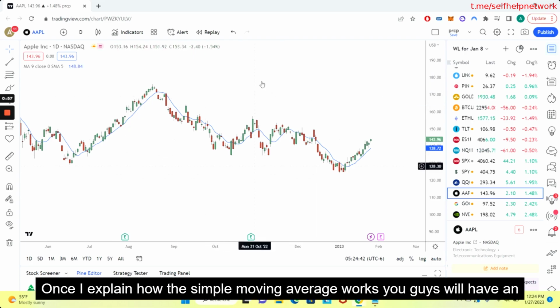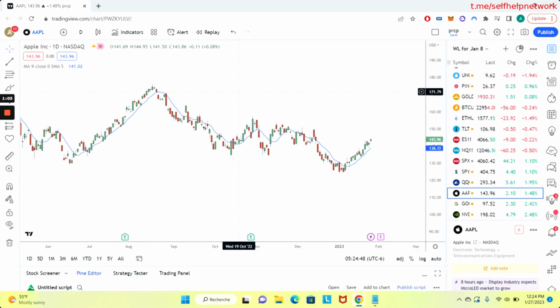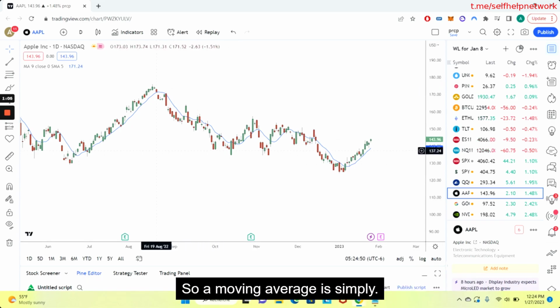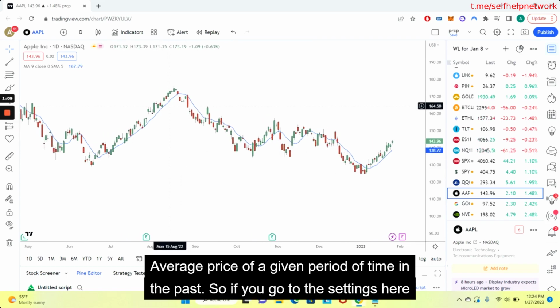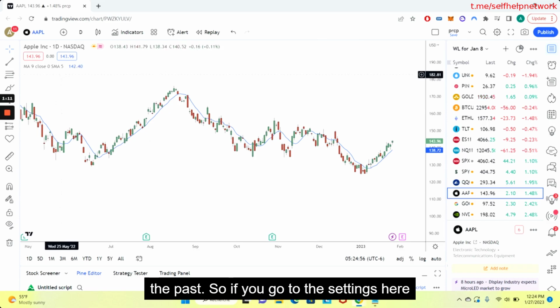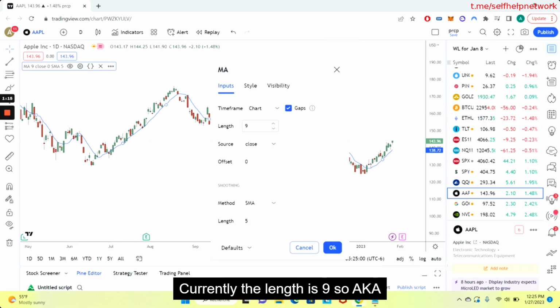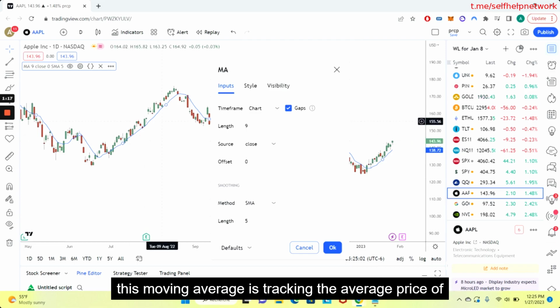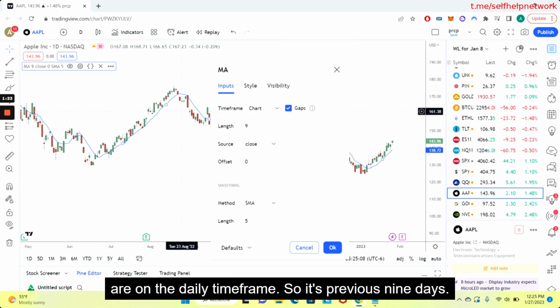Once I explain how the simple moving average works, you guys will have an idea of what I mean by giving importance to all the candles equally. So, a moving average is simply the average price of a given period of time in the past. If you go to the settings here, currently the length is 9. AKA this moving average is tracking the average price action of the previous 9 days, because we are on the daily time frame.